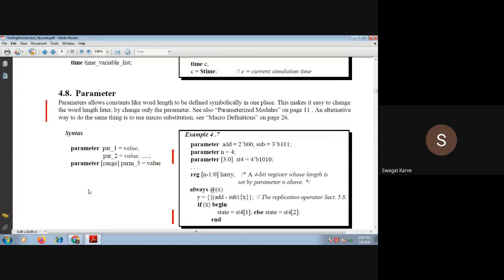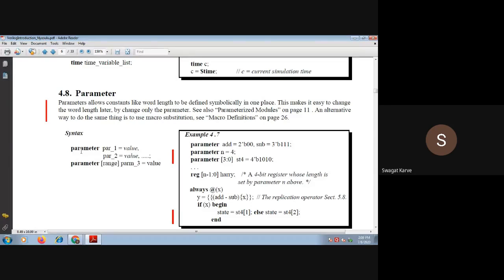Now what is this parameter? Parameters allow constants like word length to be defined symbolically in one place. Again, I will repeat: parameters allow constants like word length to be defined symbolically in one place. That means this makes it easy to change the word length later. With the help of this parameter, you can change the word length later.